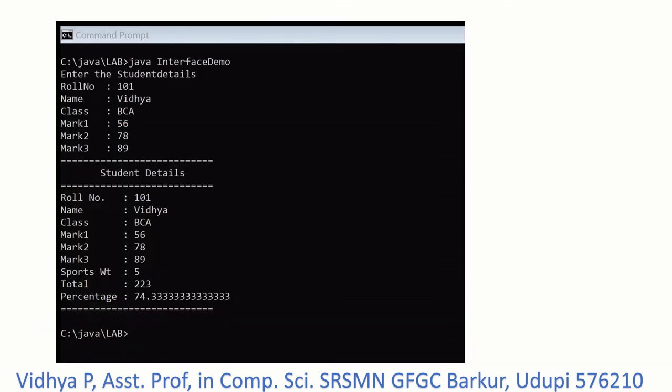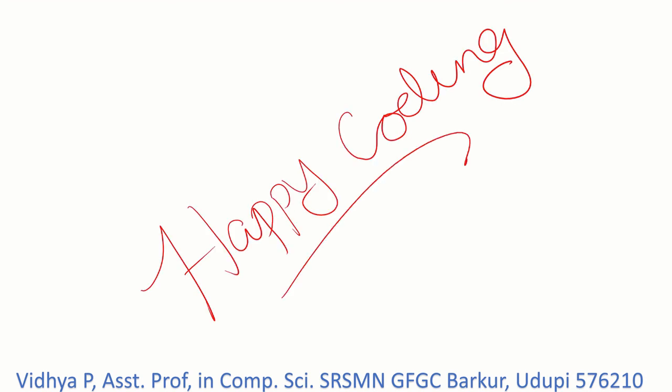So the output looks like this. When I compile and execute, it will read the input for all the 6 data members, and the sports weight also will be printed here, and total and percentage also will be printed. So we'll get a neat output. So this is an example for multiple inheritance using interface. Wish you a happy coding.